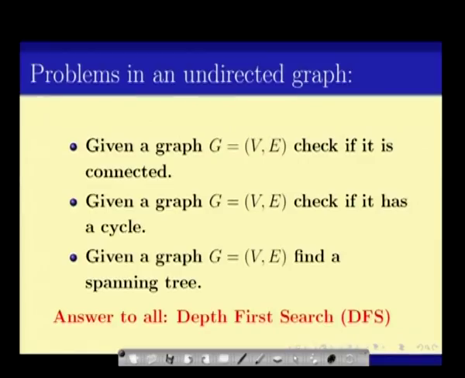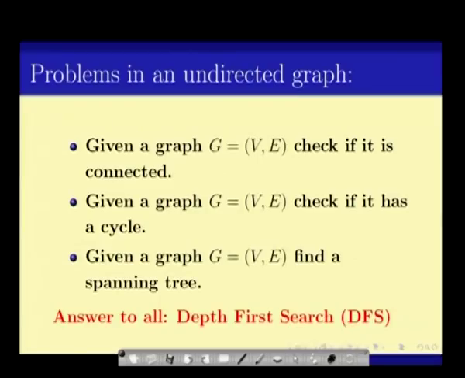Some of the most basic problems that can be asked are: given a graph G, is this graph connected? Or, given the graph G, is there a cycle? A cycle is a set of edges, or a path, that starts from a vertex and ends up reaching that same vertex. Also, one can ask questions like, given a graph G, can you find a spanning tree?